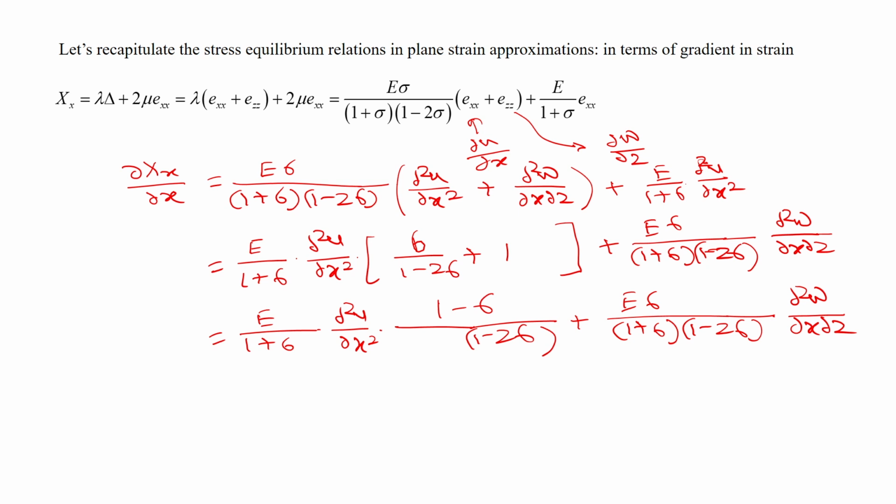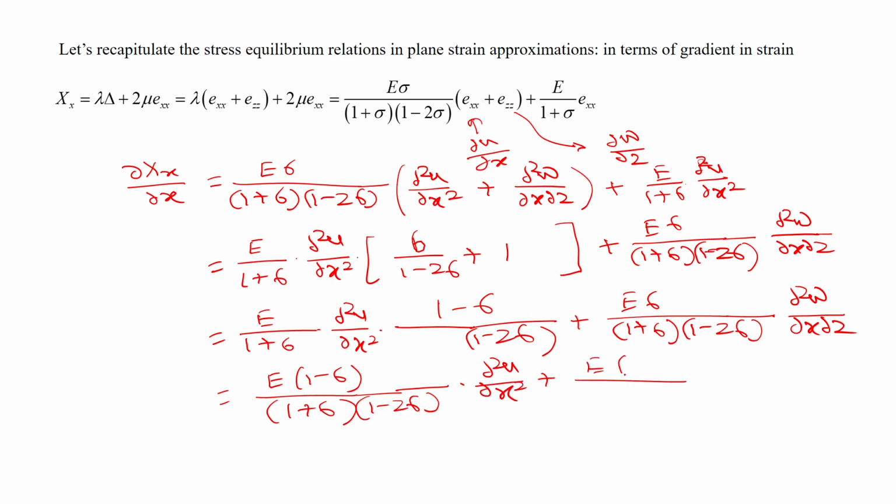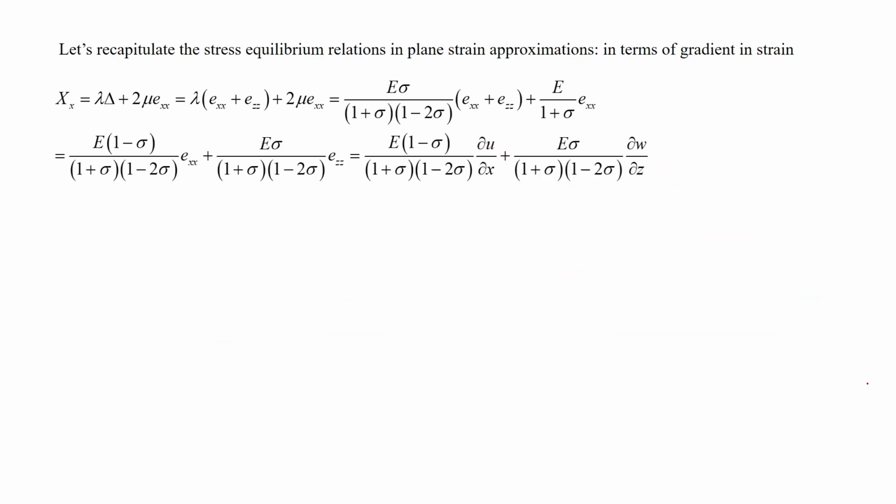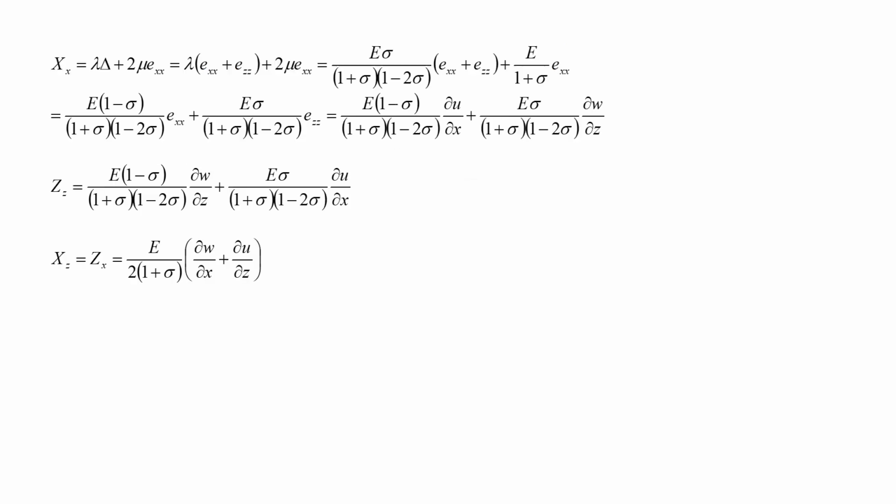So it is E into 1 minus sigma divided by 1 plus sigma into 1 minus 2 sigma into del square u by del x square plus E sigma by 1 plus sigma into 1 minus 2 sigma into del square w by del x del z. Good. So I have gotten it. So now this I have obtained.